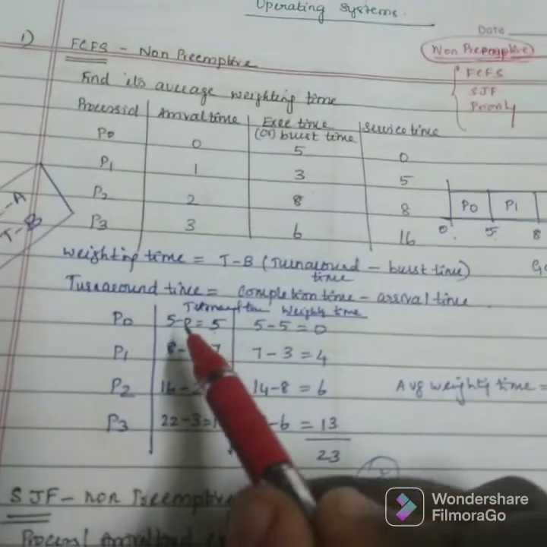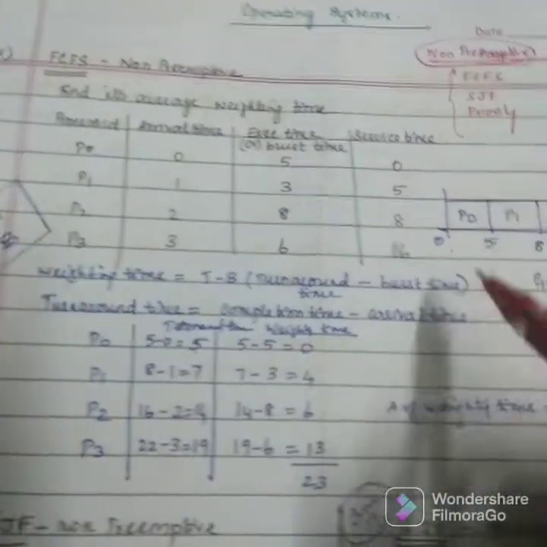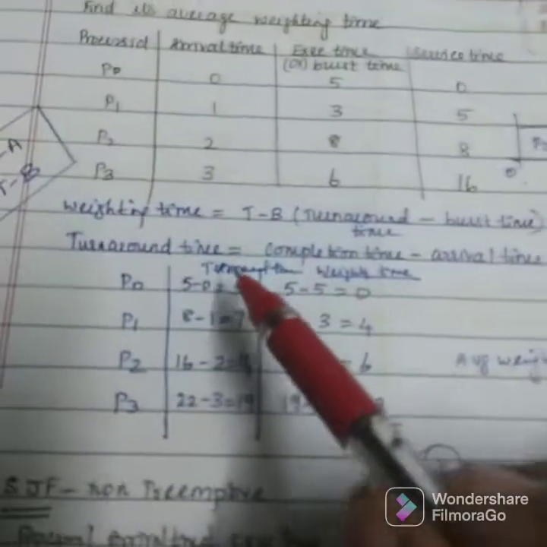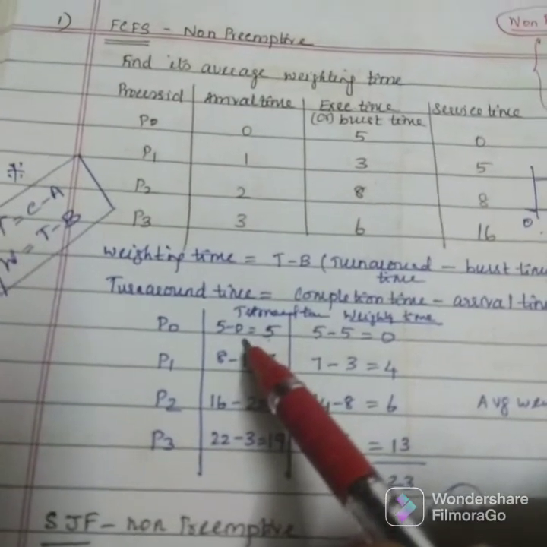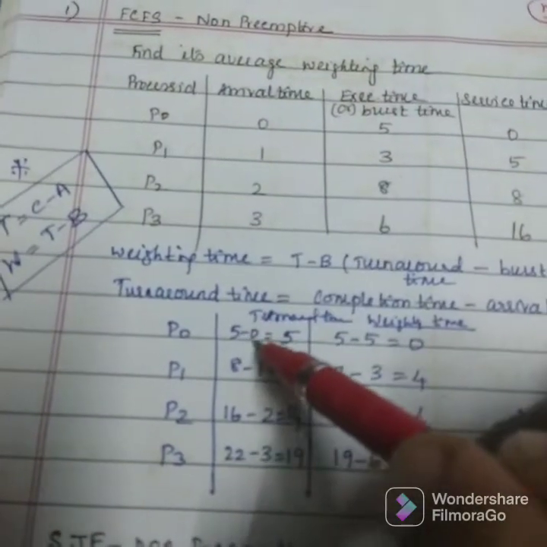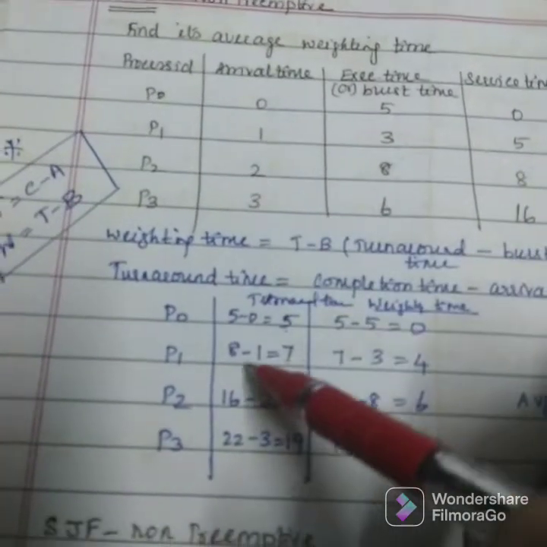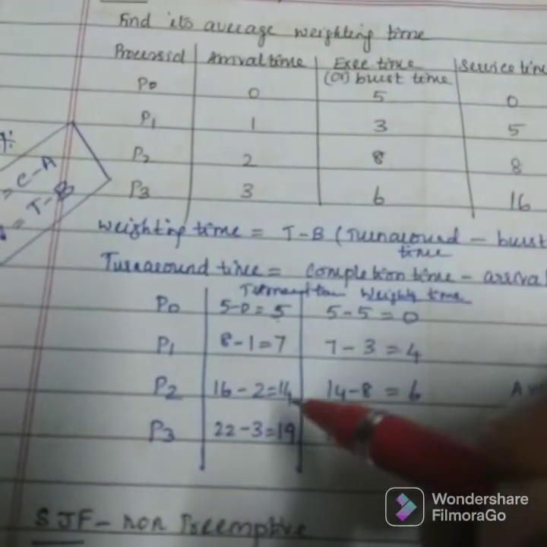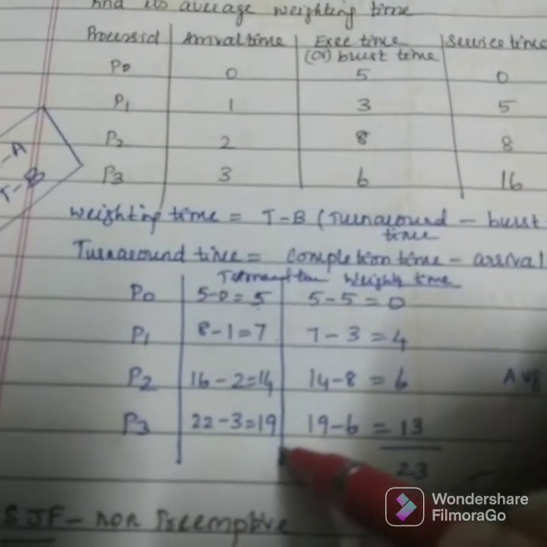So we can put here the formula, T equal to C minus A. What is C? 5, 8, 16, 22, minus A, the arrival time. P0 arrival time is 0, so 5 minus 0 is 5. Then P1 arrival time is 1, so 8 minus 1, 7. P2 arrival time is 2, so 14. Then for P3, it's 3, so 22 minus 3 equal to 19.